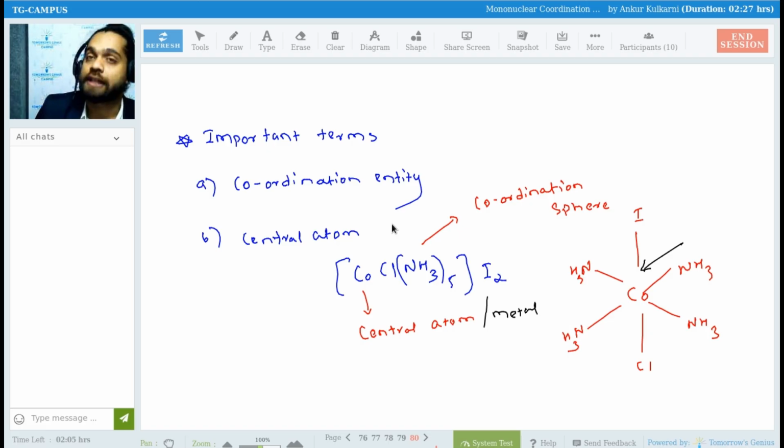Write it down if you want. Central atom will always be over here, metal. That is why we are studying the coordination compound after D block, because those are your metals. So central atom will always be a metal.